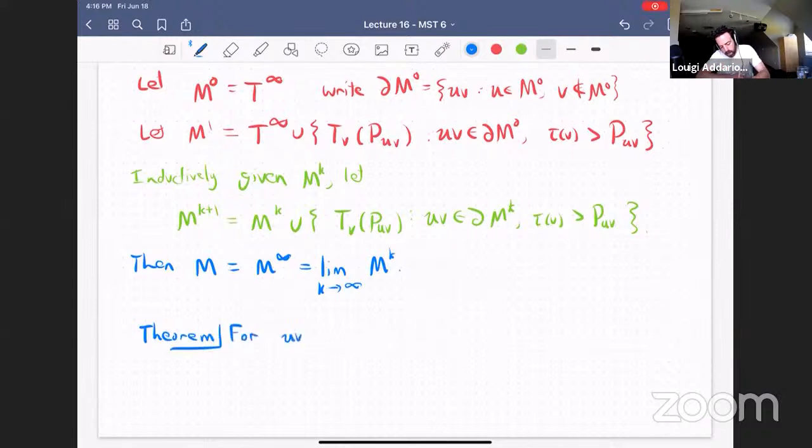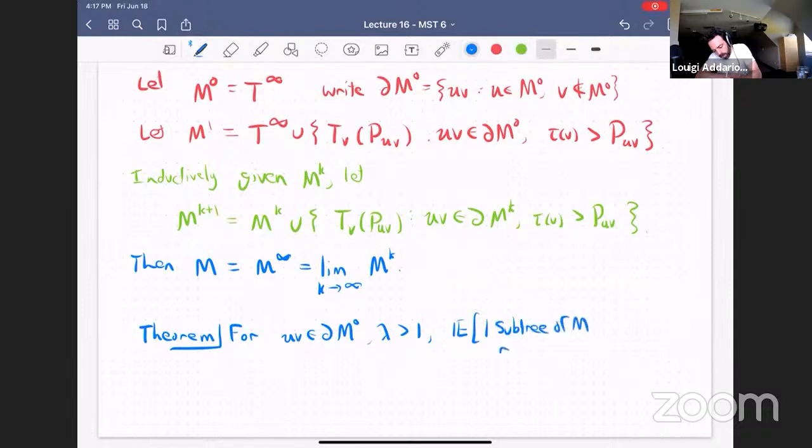So if I look at one of these boundary edges, UV, and some value lambda greater than 1, if I look at the expected size of the subtree of M rooted at V, given that the weight of that boundary edge was lambda.